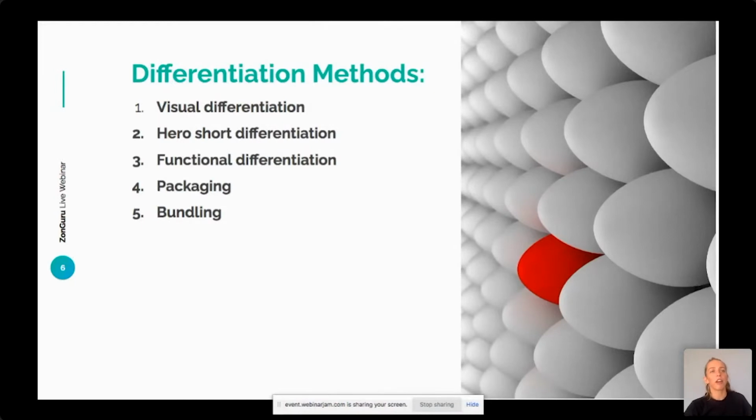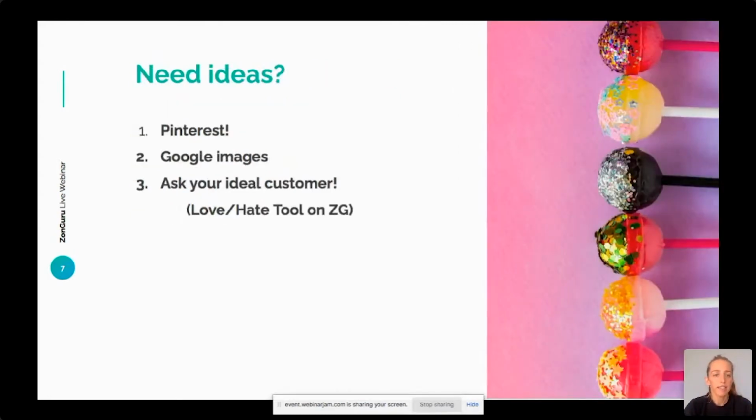So I'm sure you're thinking, okay, that's all well and good. It's great to be creative, to look at these competitors, to see what they're doing differently. But then you're thinking, how do I make it different? What if I don't know where to look to make it different? Well, if you need ideas, ideas are absolutely everywhere.